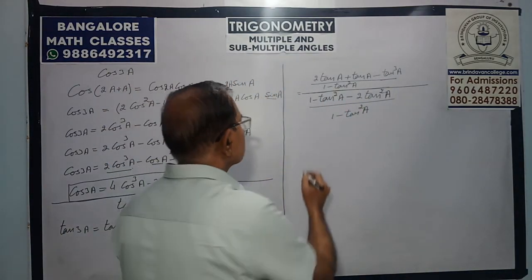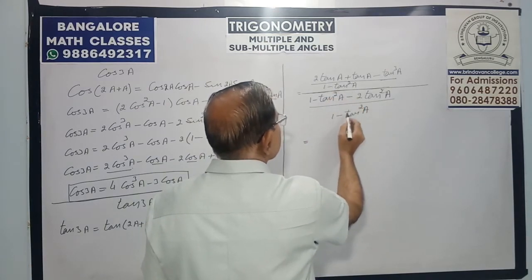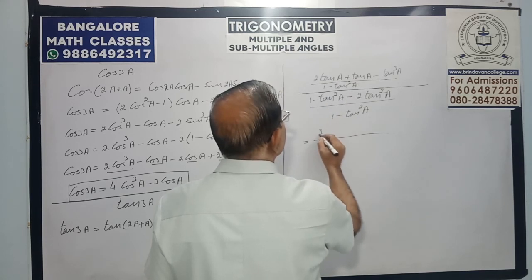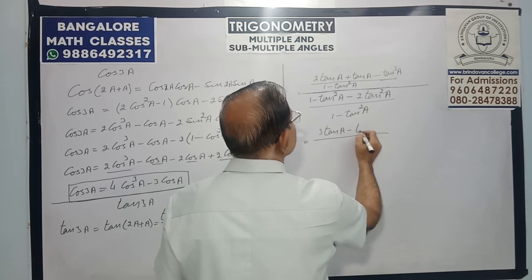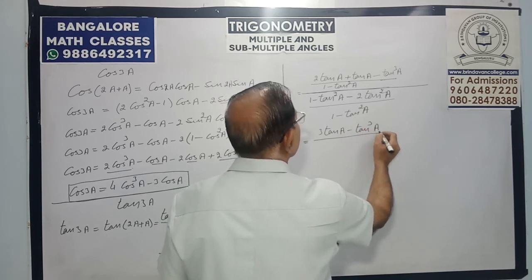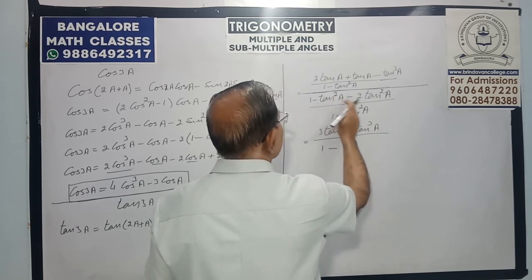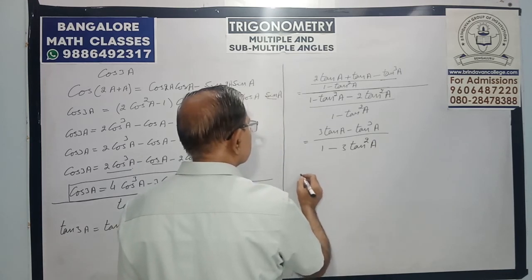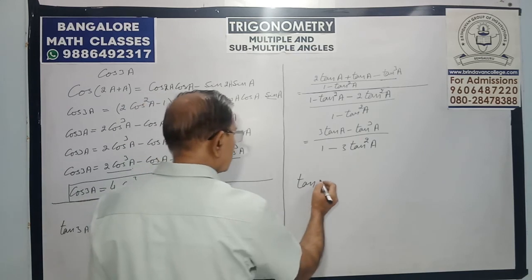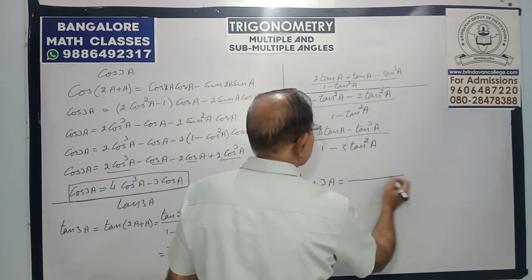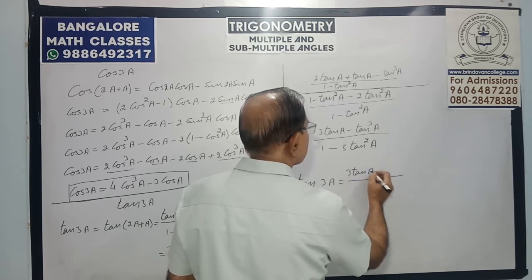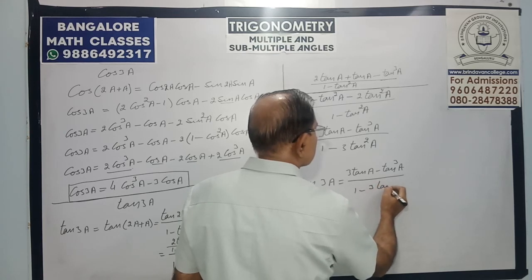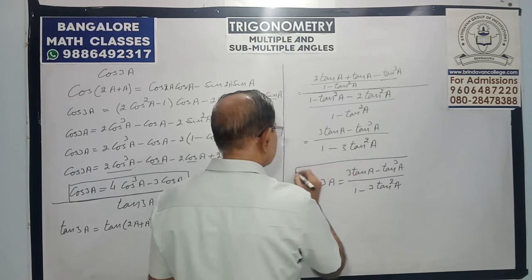In the denominator, 1 minus tan square a, the LCM we can cut. And here we will get 2 tan a plus tan a, that is 3 tan a, minus tan cube a. In the denominator, we will get 1 minus tan square a minus 2 tan square a, that is 3 tan square a. Thus we will get tan 3a equals 3 tan a minus tan cube a over 1 minus 3 tan square a. That is the identity for tan 3a.